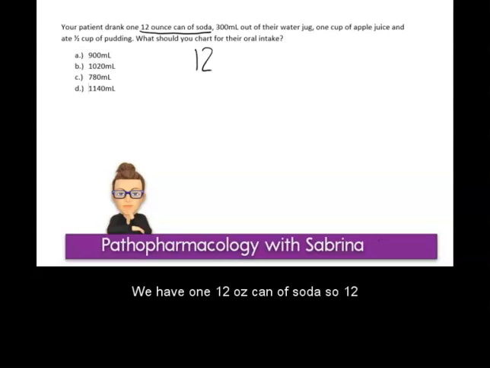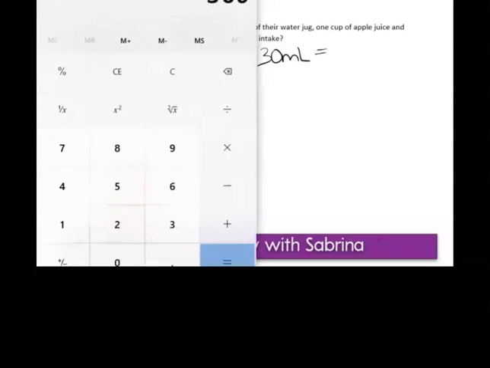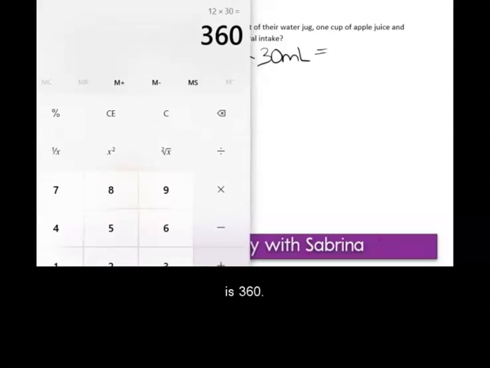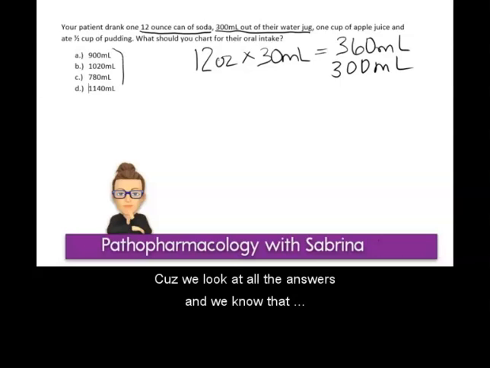So 12 ounces, and we know that there are 30 milliliters per ounce, and that equals 12 times 30 is 360. We're going to have 360 here. The next part is 300 milliliters out of their water jug. Well, this one's easy. Let's mark that. We can just put 300 milliliters because we look at all the answers and we know that they want milliliters.